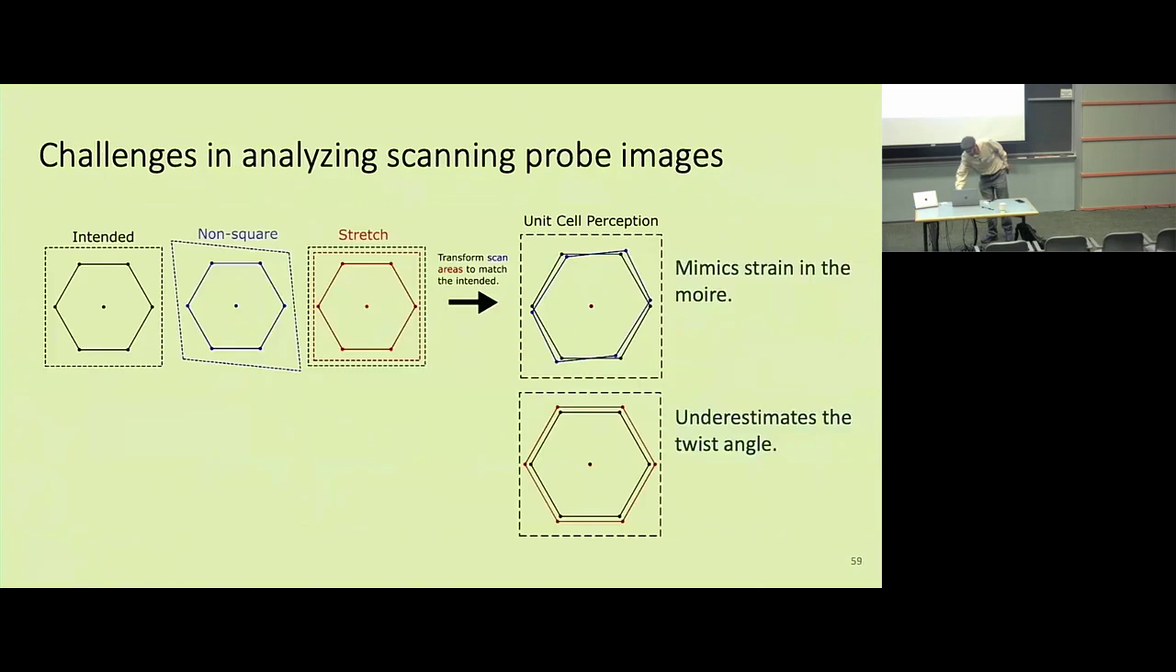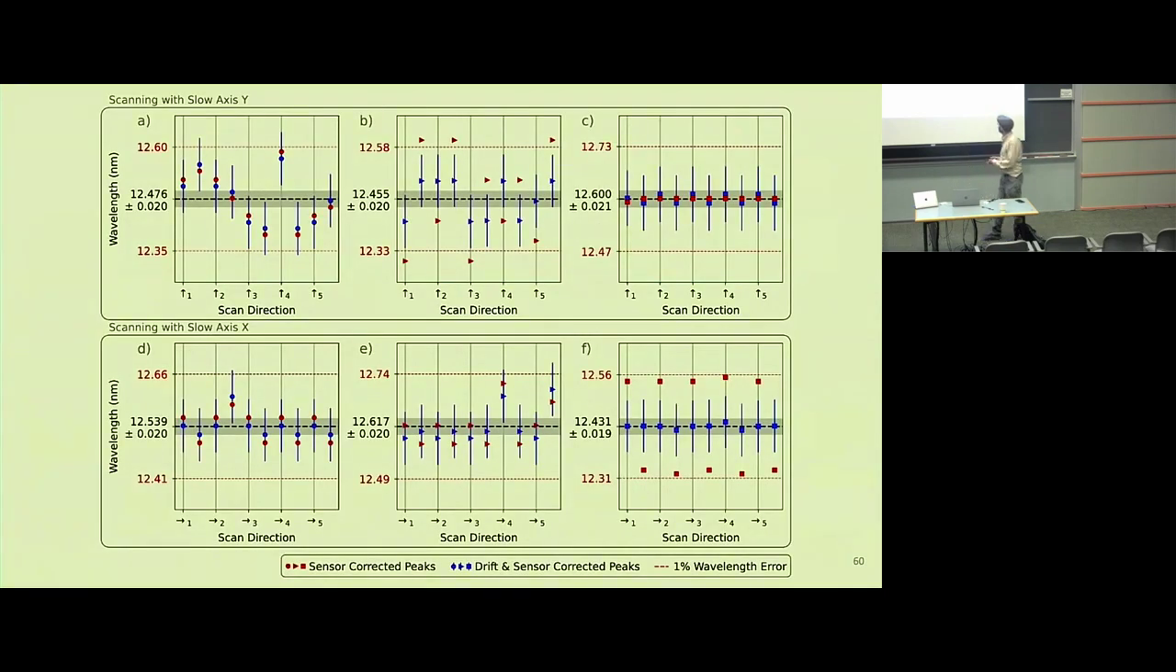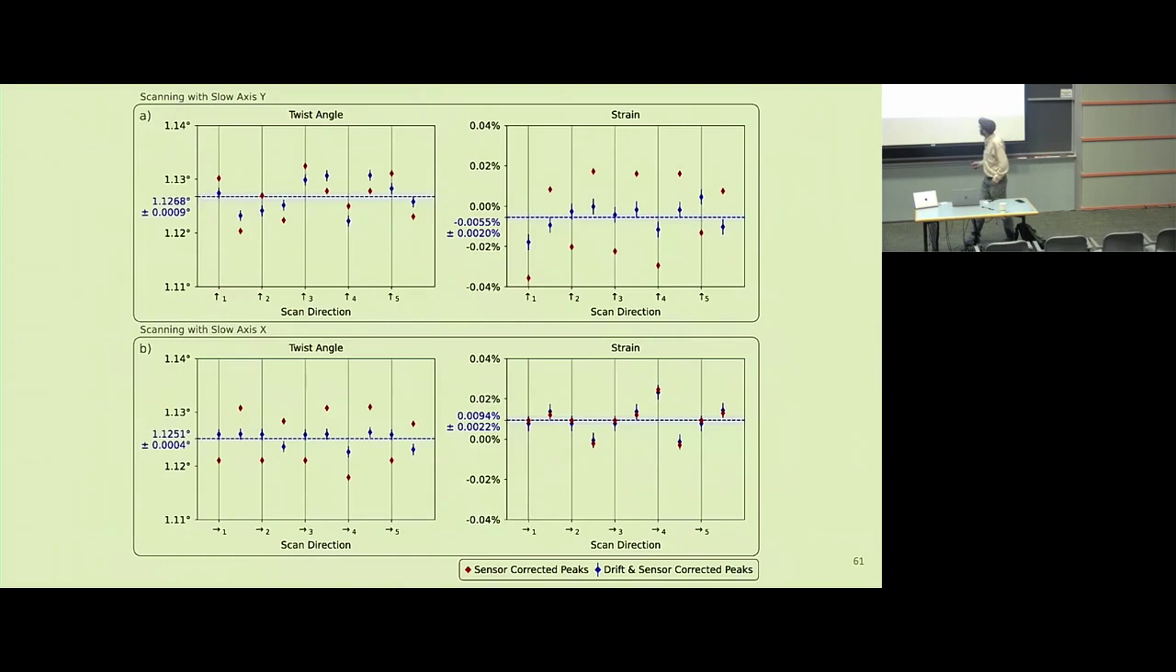And when we take into account those distortions, this is what I would like to be the takeaway: we can really get the wavelengths in the different directions very tight, and then we can extract a twist angle that in this case was 1.125 to 1.127 degrees, and a strain that's extremely small, much smaller than a hundredth of a percent.